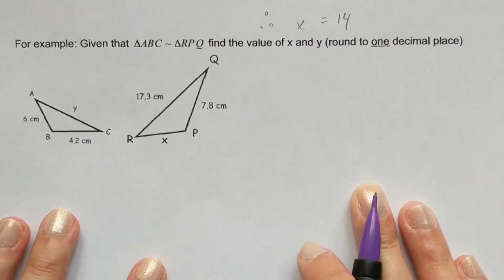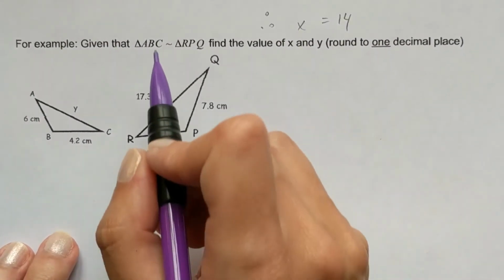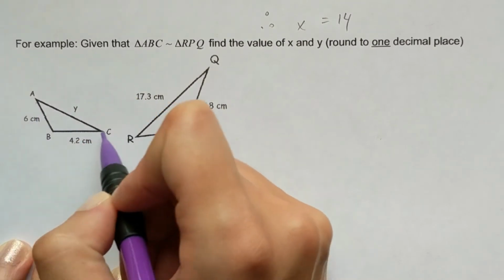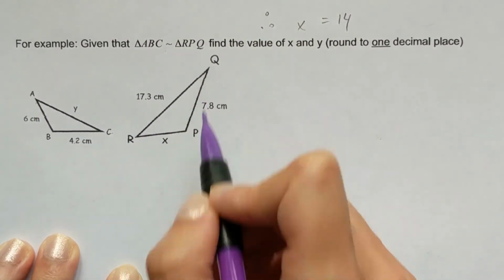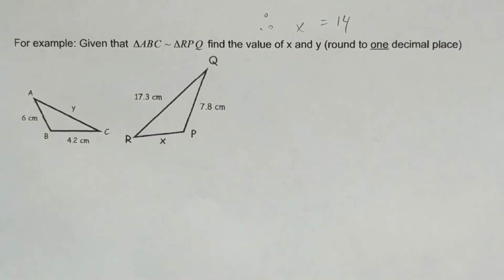Let's look at a second, more complicated triangle. Given the triangle ABC is similar to triangle RPQ, find the value of x and y, and we're going to round to 1 decimal place. We haven't been given any information here about our angles, so it is a little bit harder to match up, but fortunately it is obvious enough that we are going to be able to succeed.